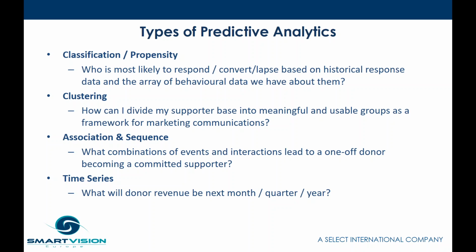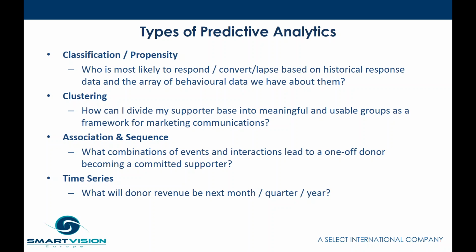We have things like association and sequence. Basically, association and sequence means looking at things that tend to co-occur. So it could be a combination of events. People who do this event will also do this, or people who donate through this channel will often also act in this way. It's used a lot in retail, where they find out what products people purchase together, for example. But sequence is similar to that.